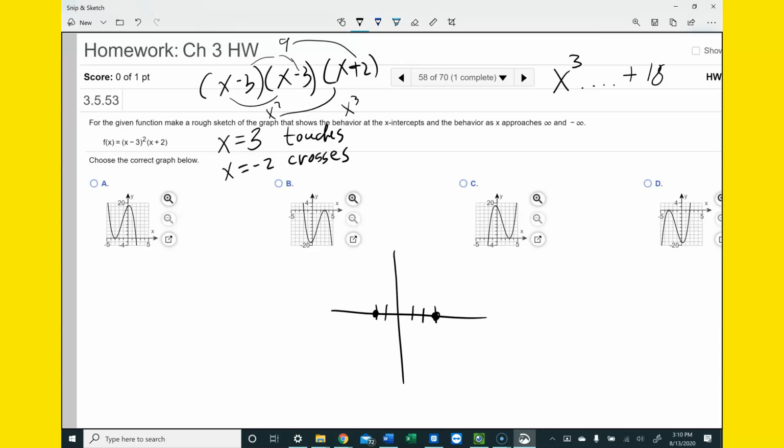Here's what it tells me. It tells me that this is an odd degree and a positive leading coefficient. So it's going to look like that. The right arm up, left arm down. It also tells me my y-intercept, which is if I plug in 0 for x. So all these terms with x in them are going to go to 0, and I'm going to be left with that 18 as the y-intercept. So my y-intercept is 18.